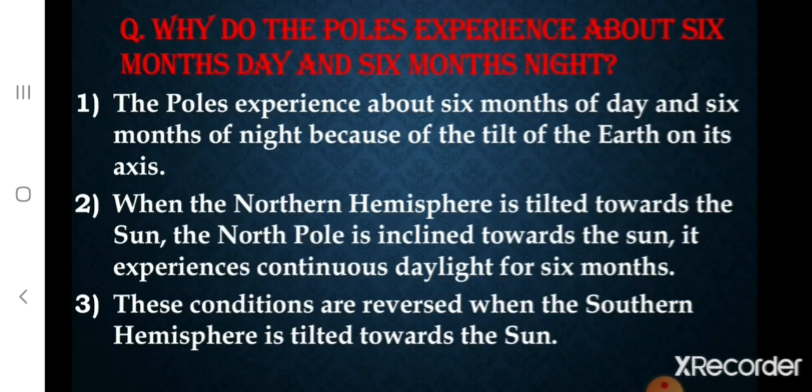And children, why do the poles experience about 6 months day and 6 months night? The poles experience about 6 months of day and 6 months of night because of the tilt of the earth on its axis. When the northern hemisphere is tilted towards the sun, the North Pole is inclined towards the sun. So, it experiences continuous daylight for 6 months. And these conditions are reversed when the southern hemisphere is tilted towards the sun. So, the poles experience about 6 months day and 6 months night.